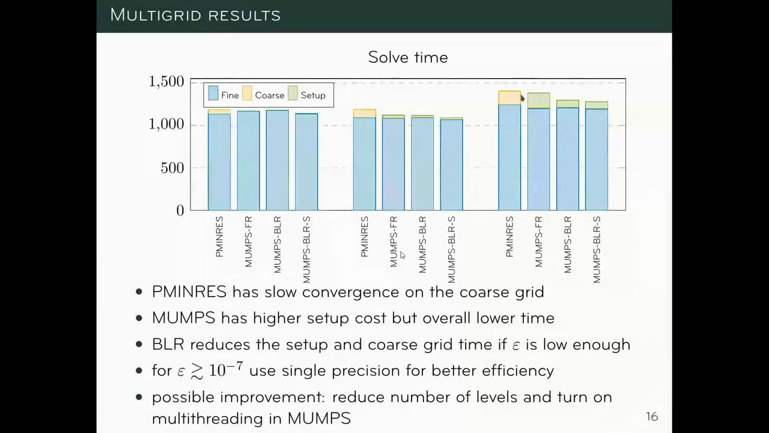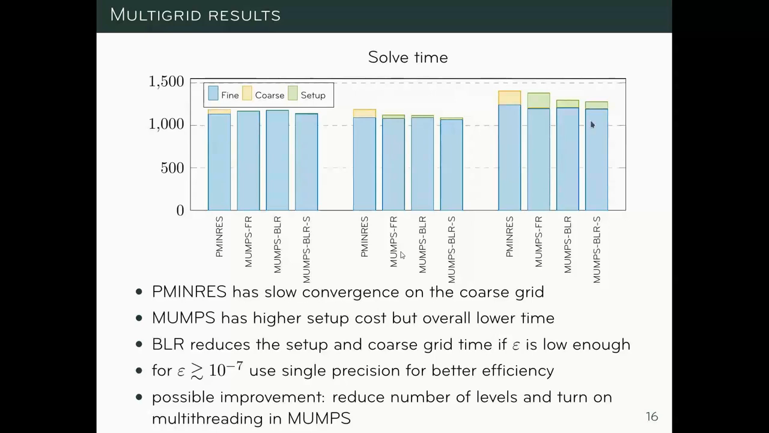And this is why we decided to turn on block low rank approximations. Here we chose a threshold of 10 to the minus 5. As you can see, the setup time is considerably reduced, but at the same time, the time spent on the coarse grid is not increased, and this is because a threshold of 10 to the minus 5 is good enough not to degrade the overall performance of the multigrid method.